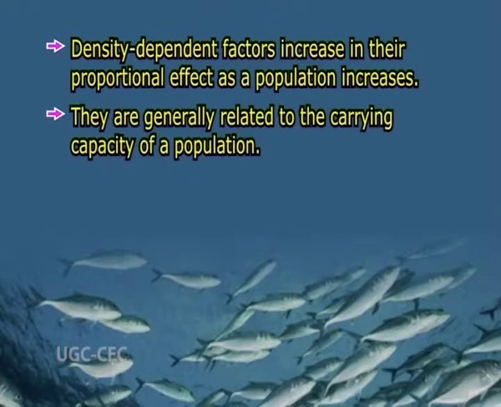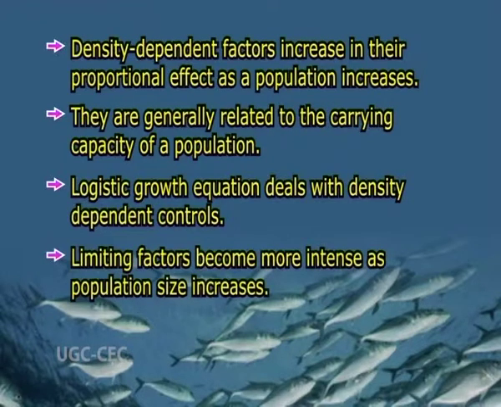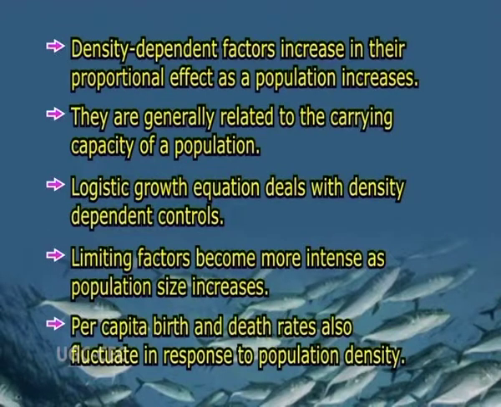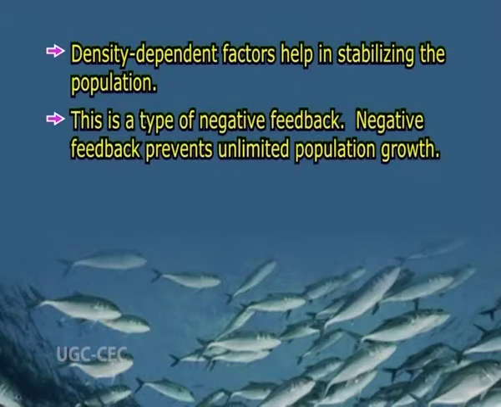They are generally related to the carrying capacity of a population. Logistic growth equation deals with density dependent controls. Limiting factors become more intense as population size increases. Per capita birth and death rate also fluctuate in response to population density. Density dependent factors help in stabilizing the population. This is a type of negative feedback.